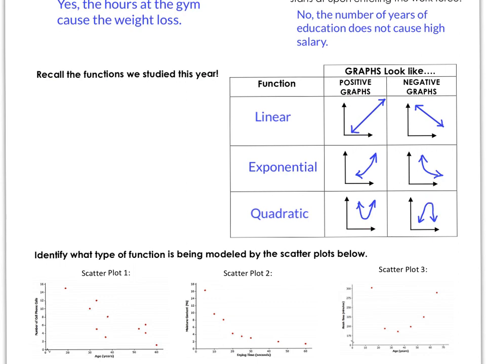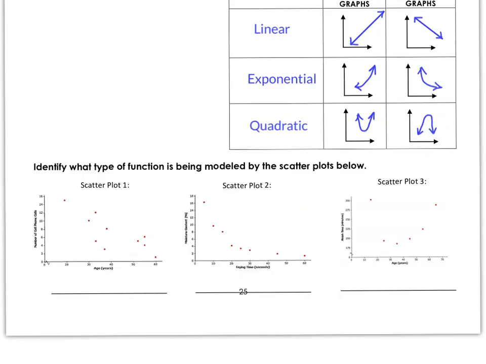So now let's look at what we can do with scatter plots based on patterns. Just make sure that you've sketched in your graphs, at least have a sketch of what they look like so you can recall all those functions, which are very important from what we've learned through the year. The next part says identify what type of function is being modeled by the scatter plots below.